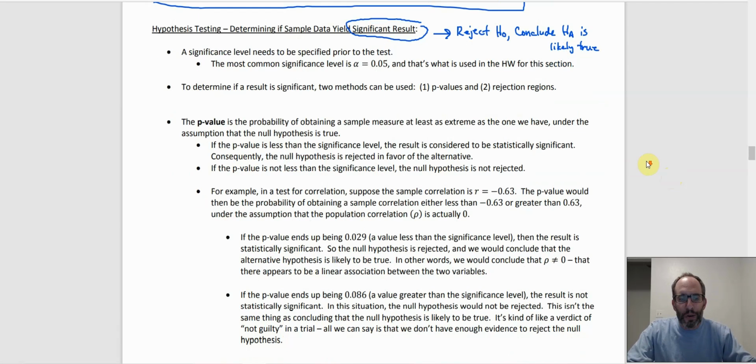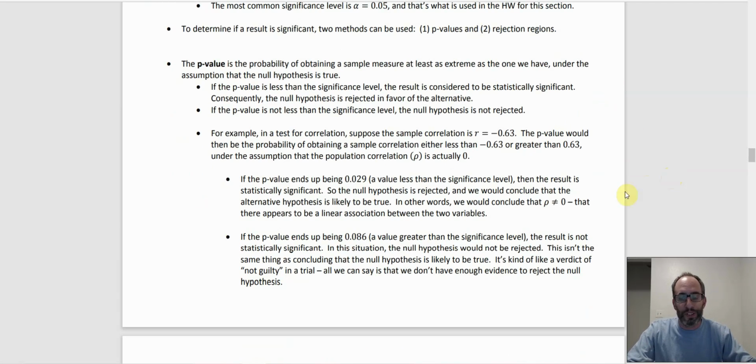The p-value, I'm going to run through this really quick. This does not actually show up in the homework, so if you want to skip this part, go right ahead. But this is just a general knowledge thing, and I thought this looked really incomplete without this, so I wrote it up.